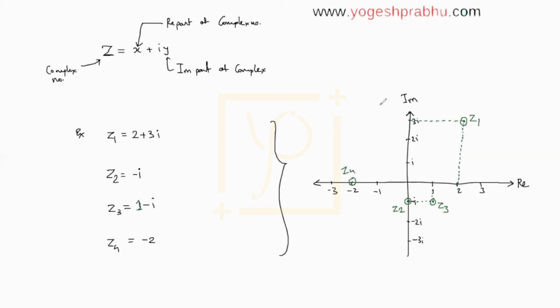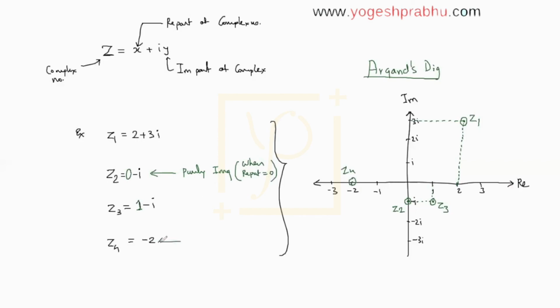This way of plotting complex numbers, this diagram itself, is called Argand's diagram. Argand's diagram is a way of expressing a complex number on a 2D plane like this. There are a few things I want you to understand. When you have Z2, do you see the real part here is 0? This type of complex number is called a purely imaginary number. When the real part is 0, we call it purely imaginary.